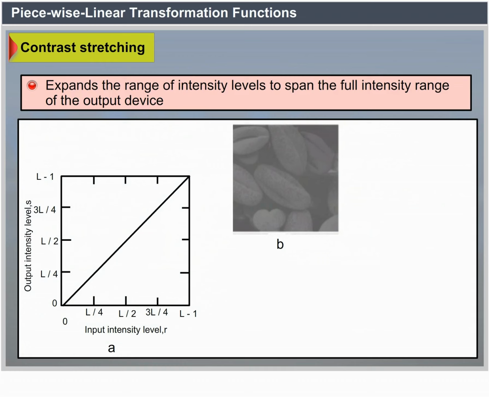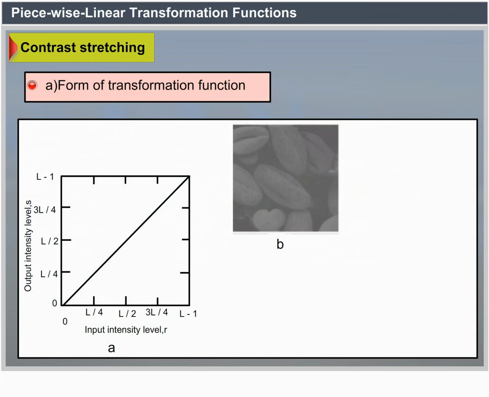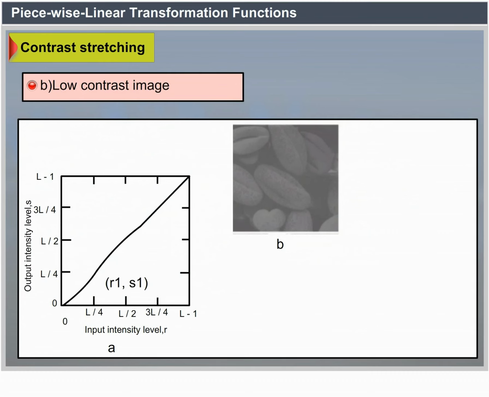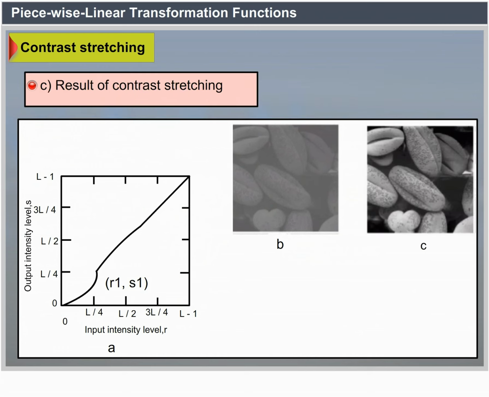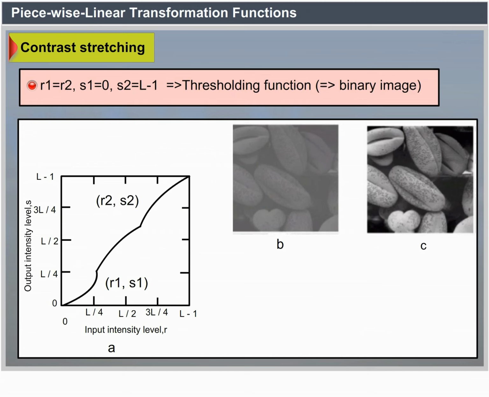giving a binary image. Result of thresholding function: r1 = r2 = m, s1 = 0, s2 = L-1, where m represents the mean intensity level. Intensity level slicing: highlight a specific range of intensities. Two main approaches.